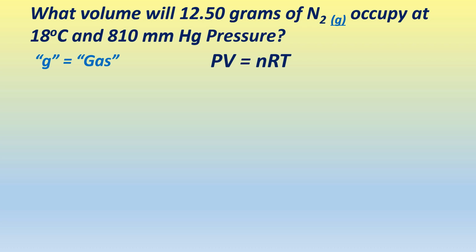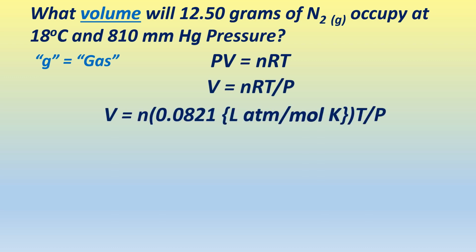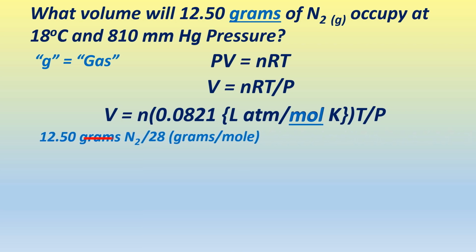Reading the question, it is asking for volume, which means that V can be written to be equal to nRT over P, or n times 0.0821 liter atmosphere per mole degree Kelvin times T over P. Filling in the blanks with basics. First of all, I have 12.5 grams of nitrogen. Grams have to be converted to moles. 2 nitrogens weigh 28 grams. The grams cancel when one divides, so I have 0.446 moles of nitrogen.